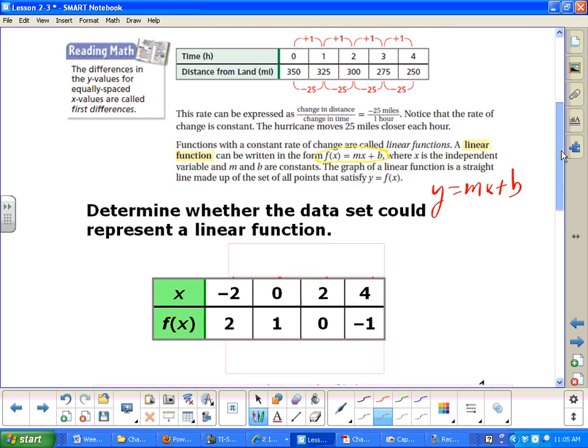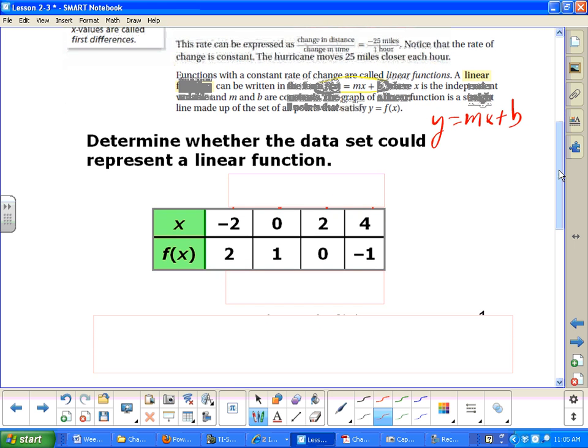So first thing we're going to do is, given a set of data, can we determine whether it's a linear function? Or we want to figure out if it's a linear function. So what am I looking for? Does this relation represent a linear function? And how do I know? What are we looking for as far as the x values? What must be true about them?